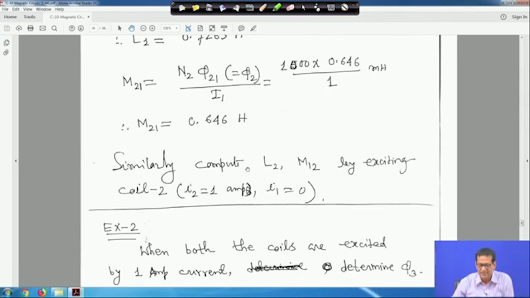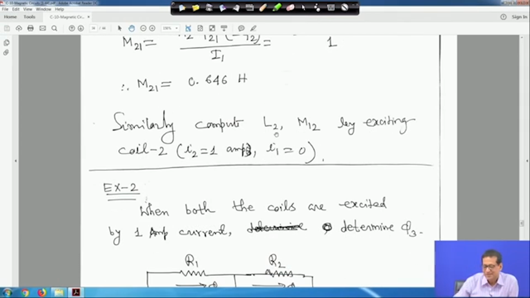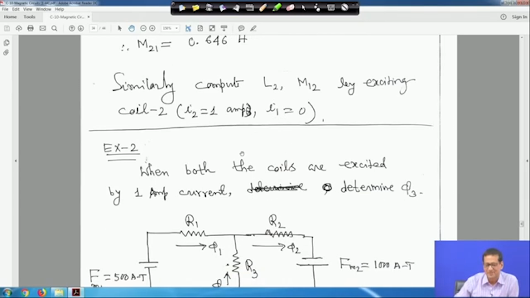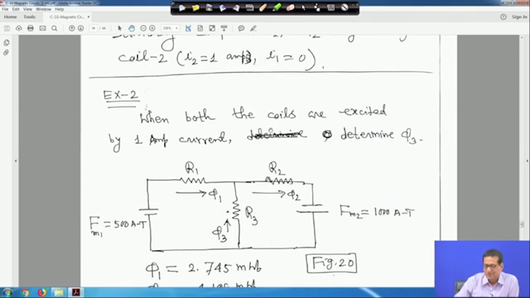Similarly, you should compute L2 and M12 by exciting coil 2, I2 is equal to 1 ampere, and take I1 is equal to 0. This you please do on your own. Answers are not given. Example 2: when both the coils are excited by 1 ampere current, determine phi 3.